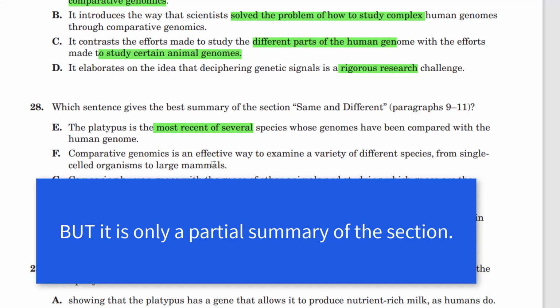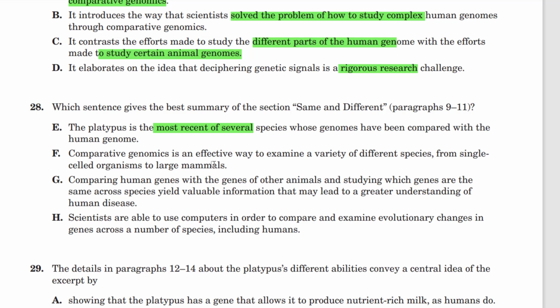And it does range from small to large. This is true. My only concern for F, I'm going to keep it there, is that it doesn't indicate the idea that we're doing this for getting medical research and benefits for humans. So let's see if another answer choice includes that last part of paragraphs 9 to 11. G: Comparing human genes with the genes of other animals and studying which genes are the same across species yields valuable information that may lead to a greater understanding of human disease.